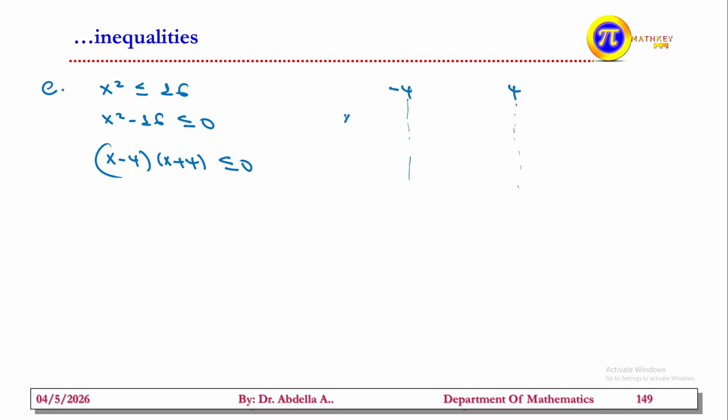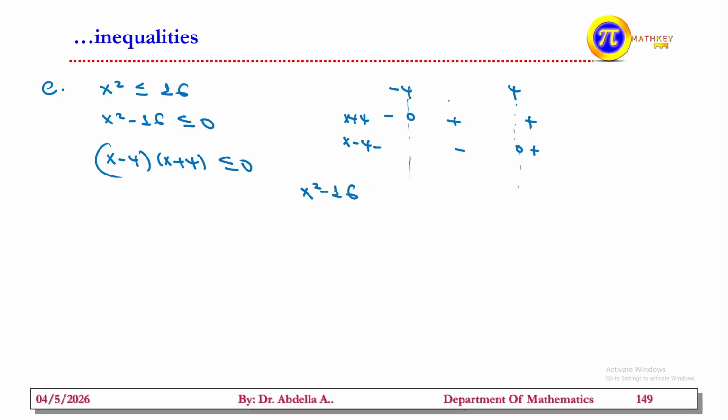So this is x plus 4. At negative 4 it is 0. At the left it is negative. At the right it is positive. Then x minus 4. At 4 it is 0. At the right it is positive. At the left it is negative. So take their product. The product is x squared minus 16.